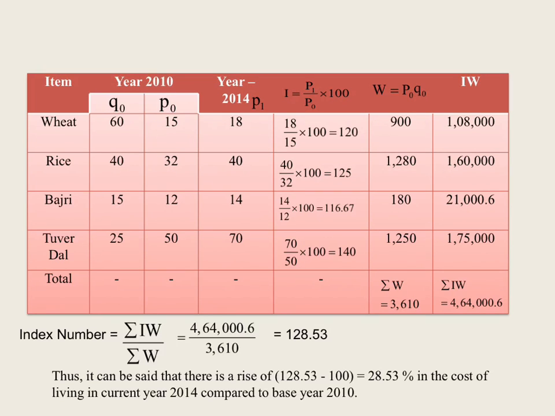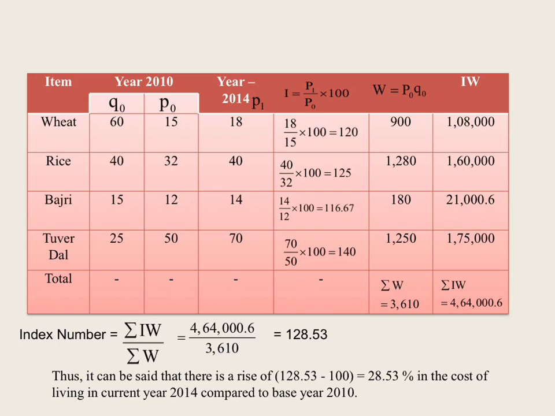Now I is equal to P1 upon P0 into 100. We have the price for 2010 as well as 2014. So P1 divided by P0 into 100, we get I. So in case of wheat it is 18 upon 15, in case of rice 40 upon 32, then bajri 14 upon 12, and for tuber dal 70 upon 50, multiply by 100, so we get I.